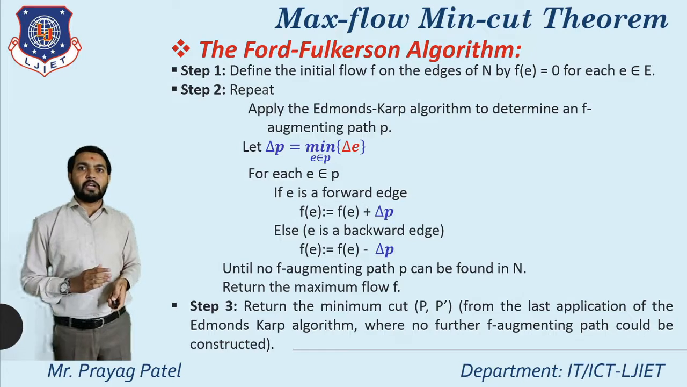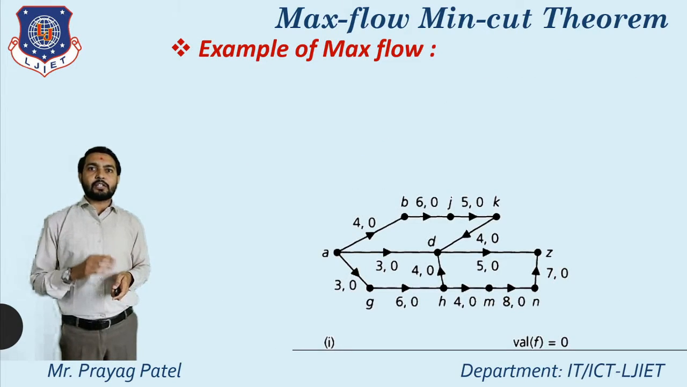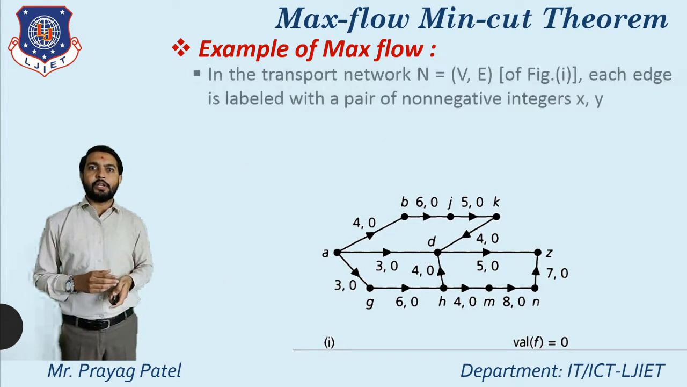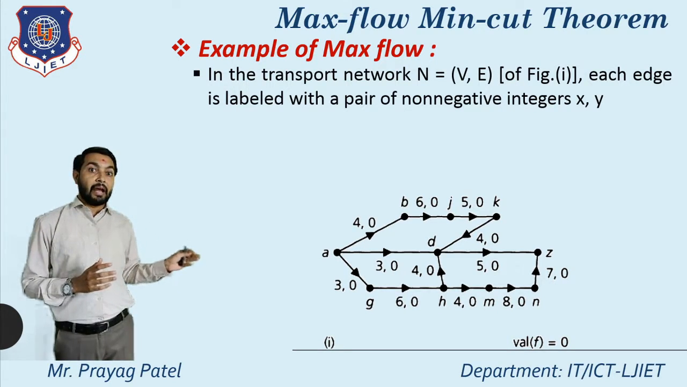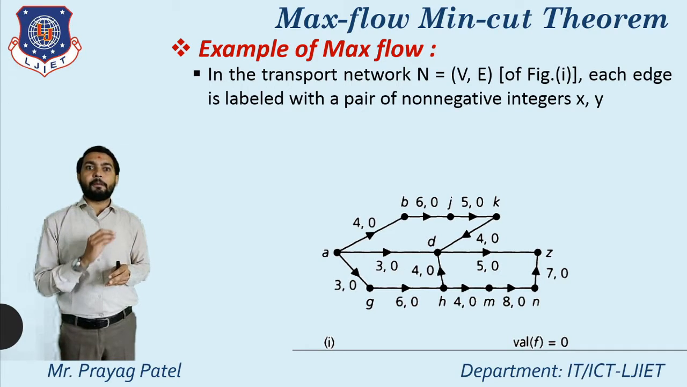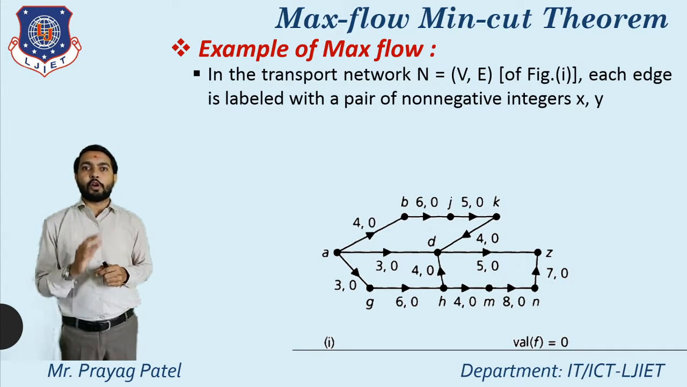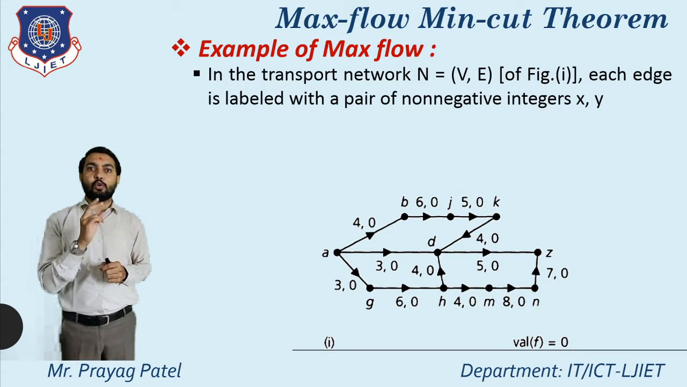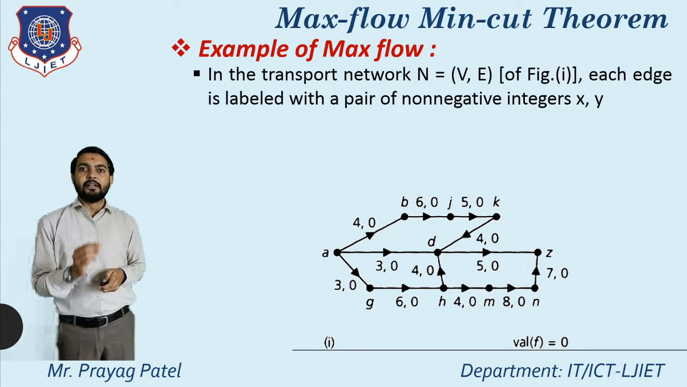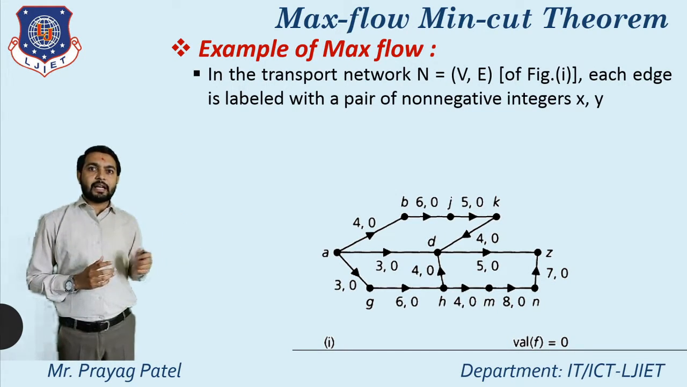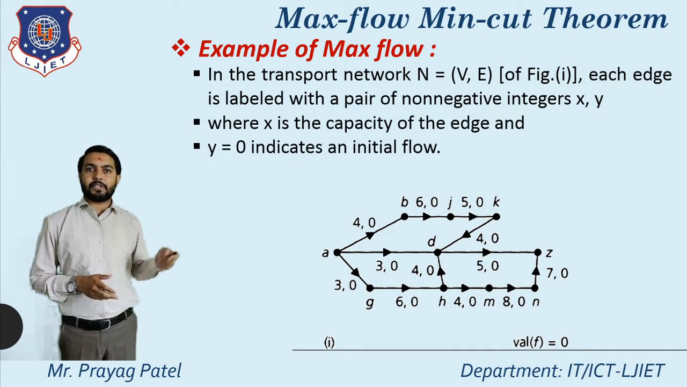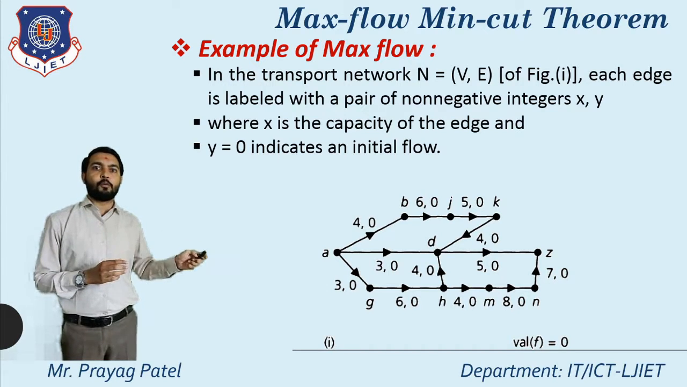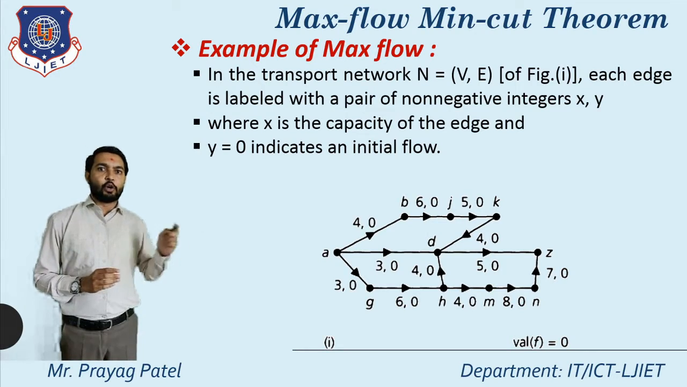So let's find this using an example. Let us understand these two algorithms using this example. Here this is the given graph, or given network. In this network, the initial flow of each and every edge is equal to 0. For each and every edge we write two components: the first component is x, the second component is y. So x means capacity and y means flow. Initially the flow for each and every edge is 0, like 0 as the capacity, 0 as the flow.